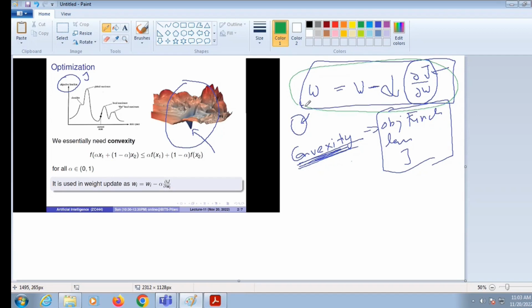Let me tell you what convexity is. The idea is this: let's assume that this is what the function is. Forget about maximization here, because in general terms everywhere people talk about minimization. I want to find the minimum value. Here the parameter is w, and here the value of J. It is the same problem again that I'm going to formulate.